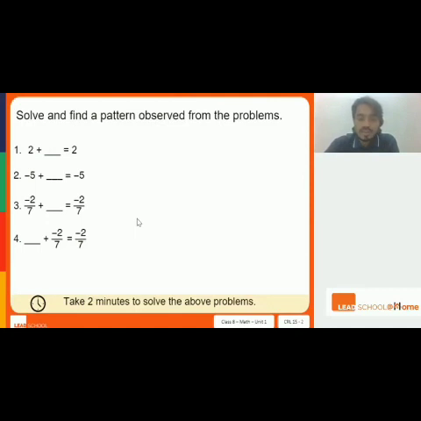So I am giving you 2 minutes. Solve these fill in the blanks. You have to solve and find a pattern observed from the problems. So solve these and see if there is a pattern in these questions. Open your notebooks. I will give you 2 minutes.